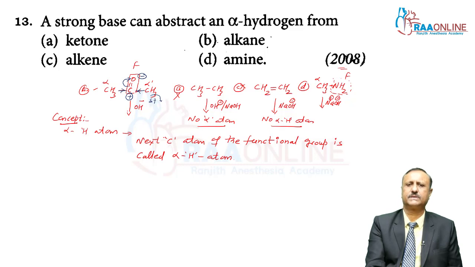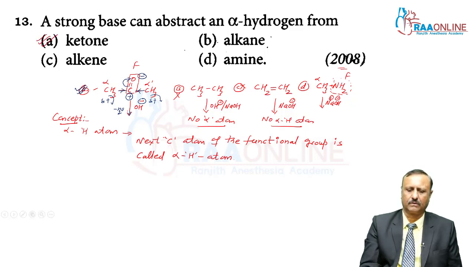When this carbon atom gets positive charge, the electrons in the bond between carbon and carbon shift to this carbon atom, because this carbon atom is now electron deficient. When these electrons shift slightly, this H becomes partially positively charged, and then the strong base takes this H plus ion and forms a water molecule. So in this compound, the alpha hydrogen atom is easily abstracted by the strong base. So my dear students, the answer to this question is A, question number 13.